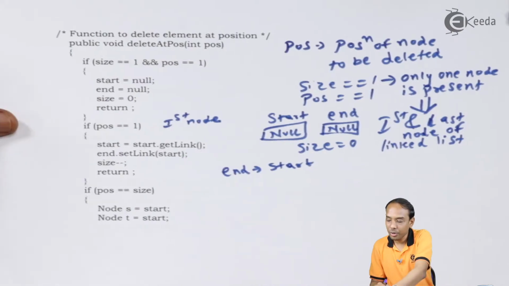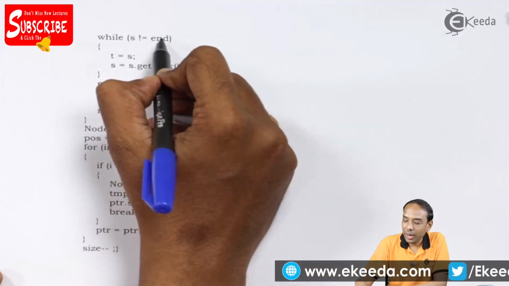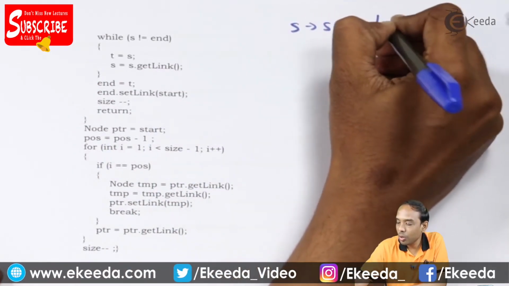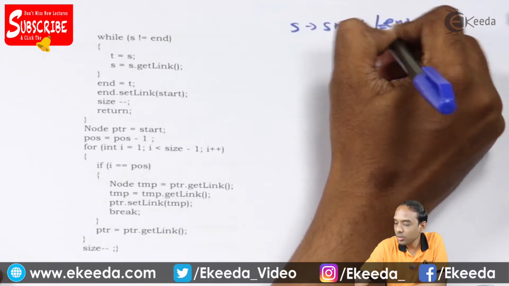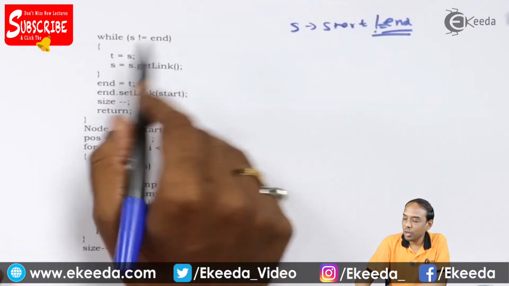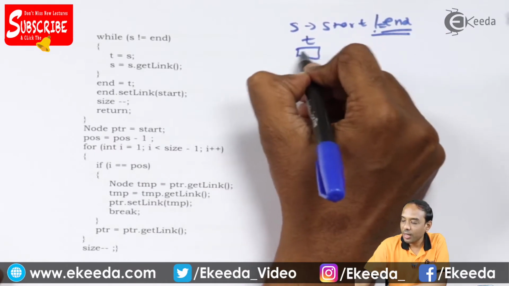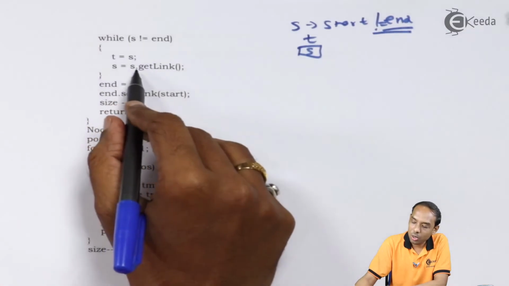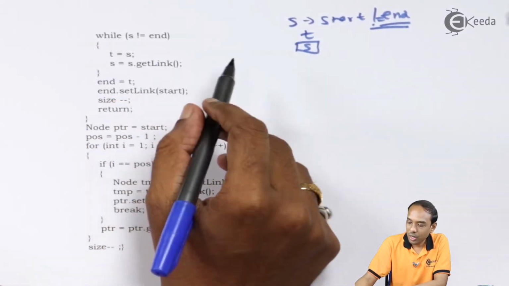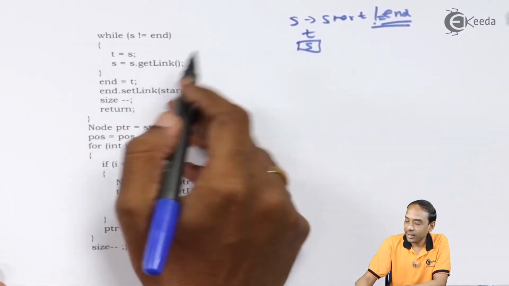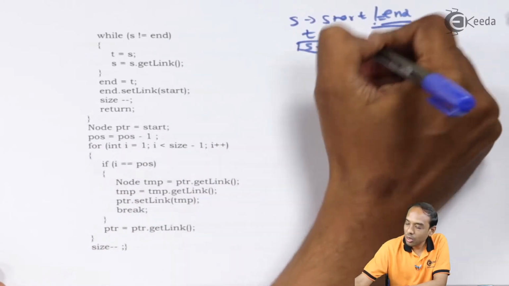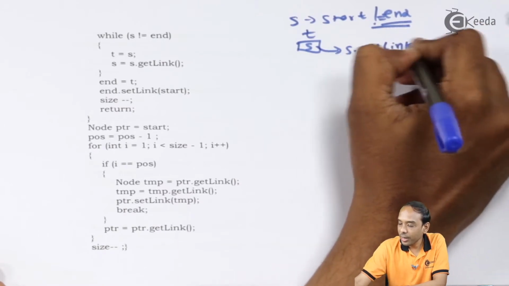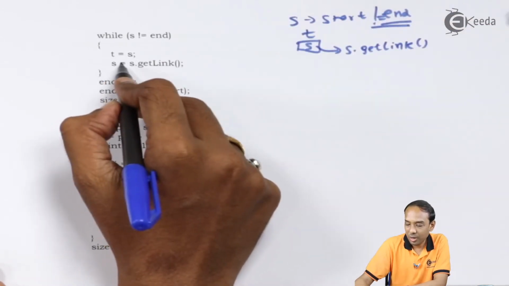While s is not equal to end, that is, start is not equal to end, t is going to point to start, so t is going to have the value of s. And then I'm going to get the value of s, that is s equal to s dot get link. So using this s dot get link, by getting the values I can put them into the s value.